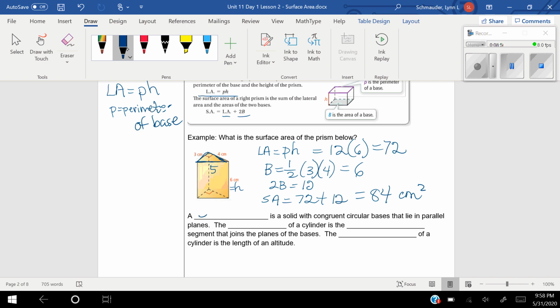Okay, let's talk about cylinders. Cylinders like a soup can or a tennis ball can. It's a solid with congruent circular bases that lie in parallel planes. The altitude of a cylinder is the perpendicular segment that joins the planes of the bases. And the height, of course, is the length of that altitude.